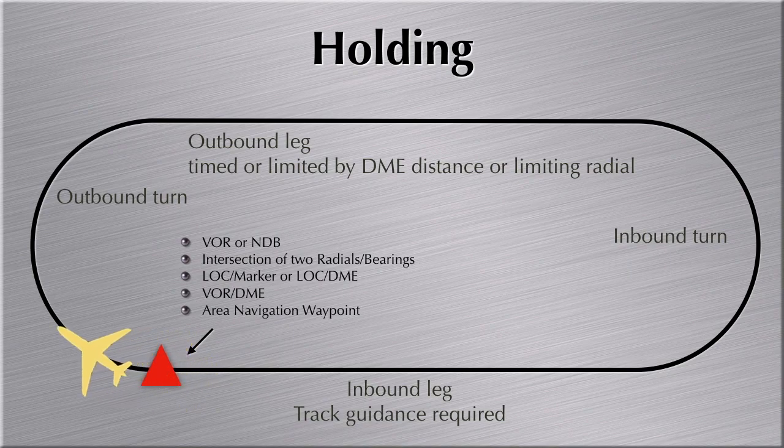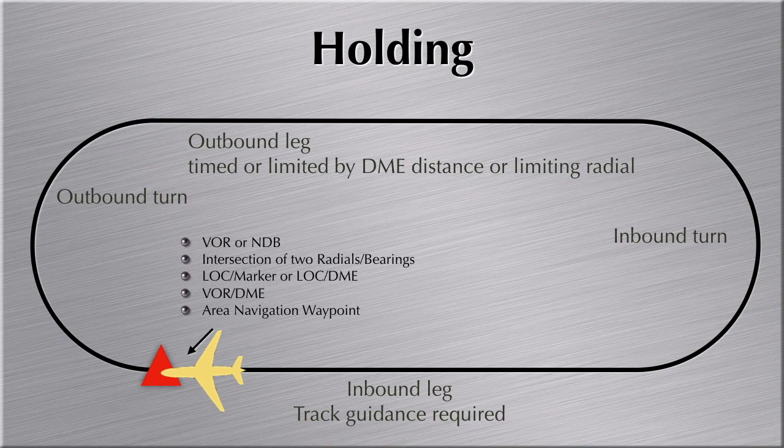A holding is a waiting room in the sky. When an aircraft uses it, it is actually expected that it will stay there for a while and make multiple turns. The holding point can be defined by ground-based nav aids such as VORs or NDBs, or it could be formed by intersections of two radials or bearings. It could also be formed by a localizer and a marker beacon, or a localizer with a DME distance. Also, we could use a VOR DME fix, or of course, more modern, an area navigation waypoint.